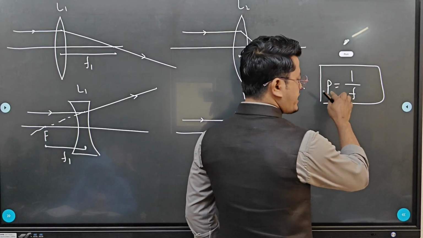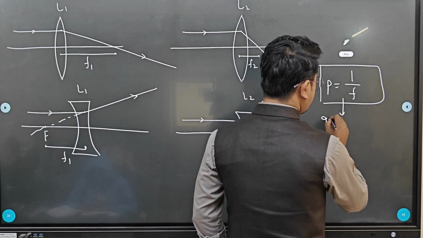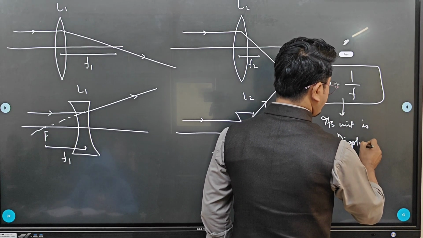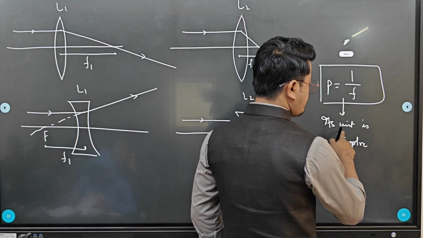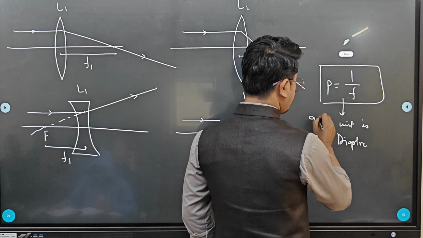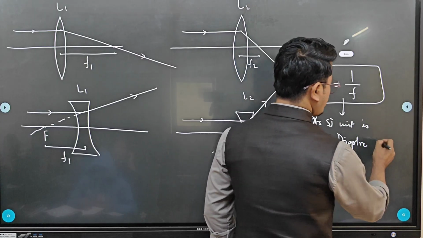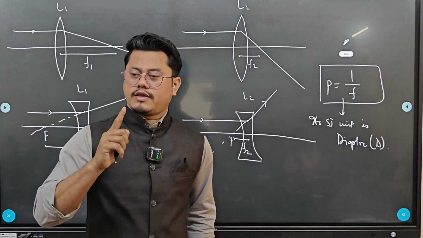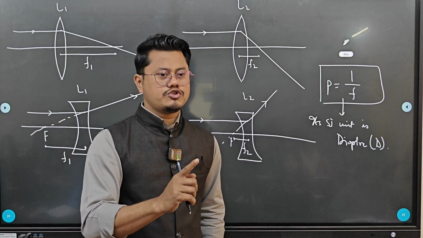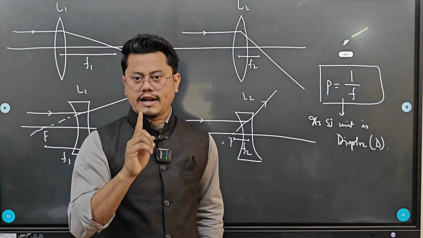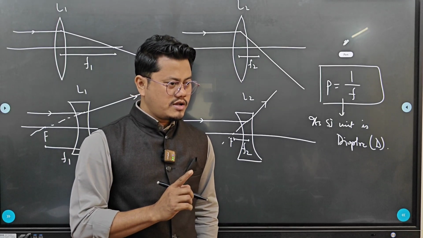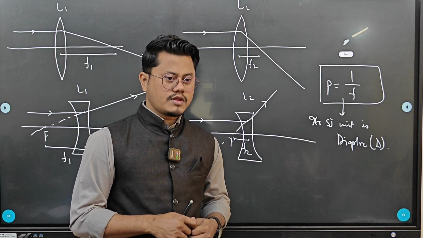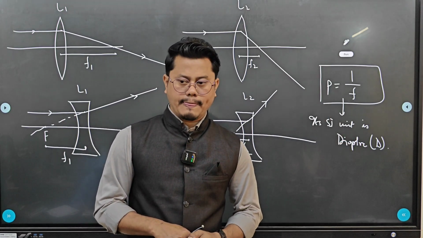And now this power can be measured in terms of a unit known as diopter. And please keep in your mind, this is the SI unit. So you can write its SI unit is diopter denoted by D. Whenever you go for a numerical, you should make sure that if the focal length in the question is given in centimeter, to calculate power, you should convert it into meter at first, because power is always measured in diopter. Please note it down.